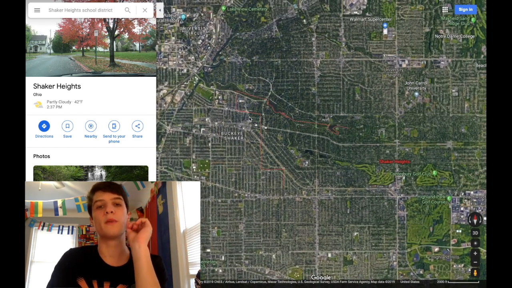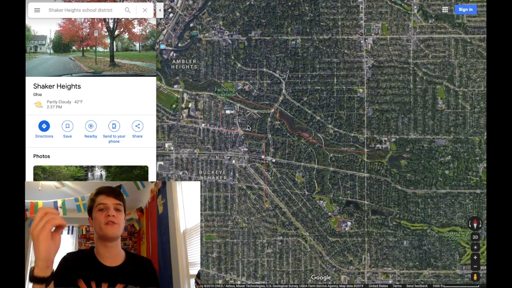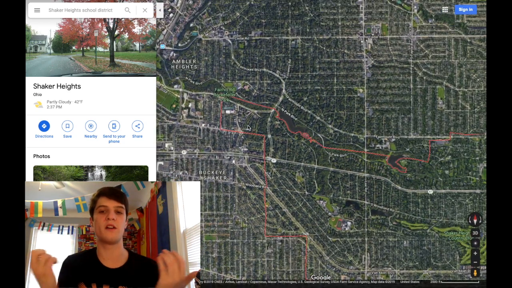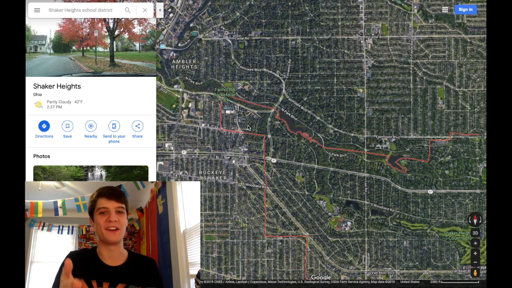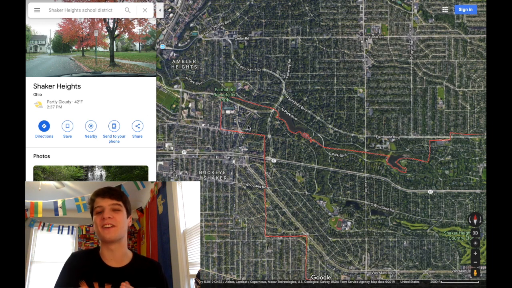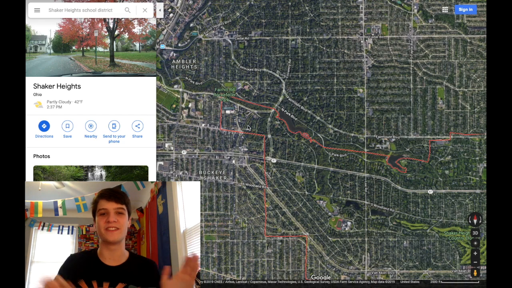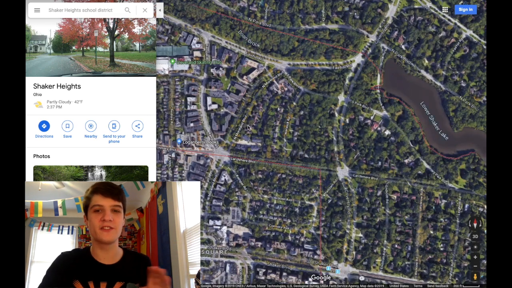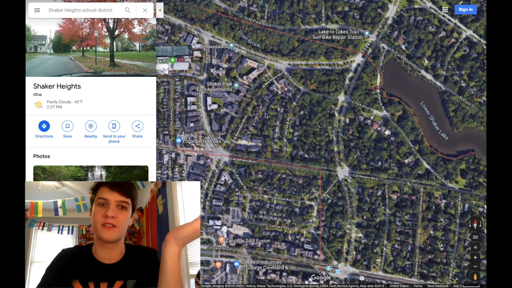But the reason that this little bit of it stayed part of Shaker is because Mayor William Van Aken, the mayor of Shaker in the 1920s and 30s, had property here. And he was like, no, my property's staying in Shaker Heights. And Cleveland was like, okay. And to this day, this has never been changed. So Warwick Road and Northmoreland Boulevard are just part of Shaker, and so is Kenmore.